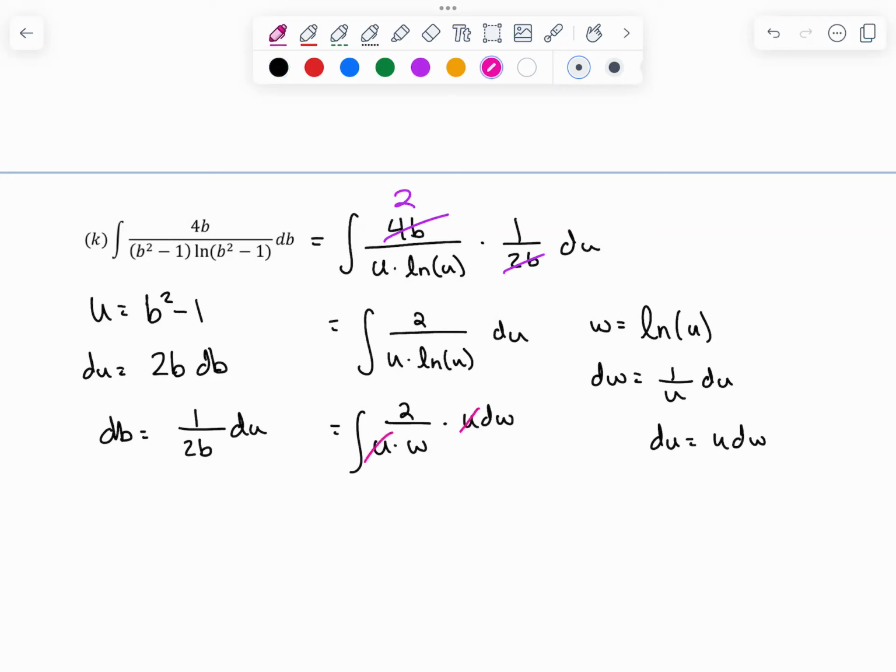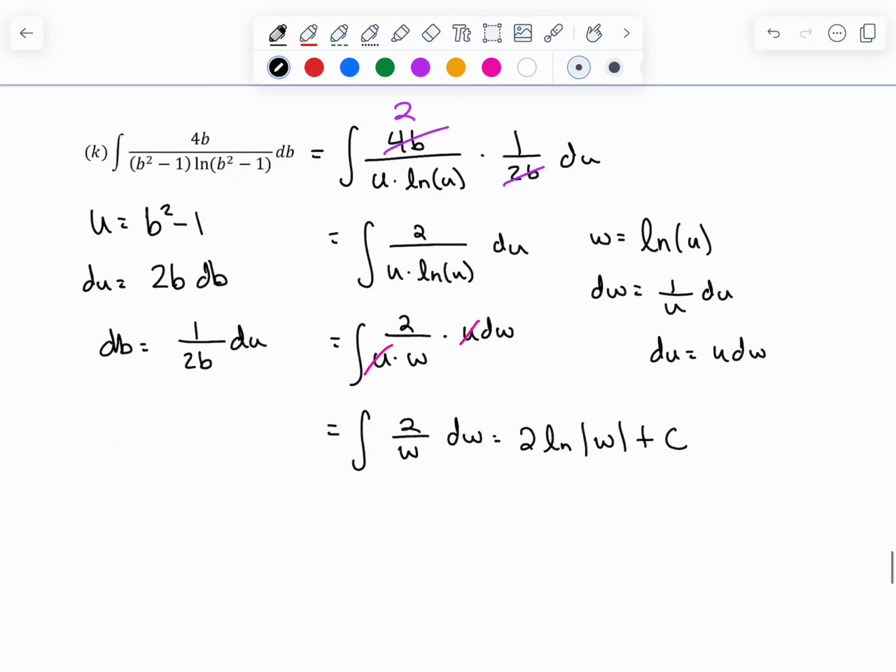Maybe an argument to not use w. It's starting to look a little crazy, but you get 2 over w. That is something we know how to integrate. That's going to be 2 natural log of the absolute value of w plus a constant c. w is natural log of u, and u is b squared minus 1. So this will be 2 natural log of the absolute value of natural log of b squared minus 1 plus a constant c.